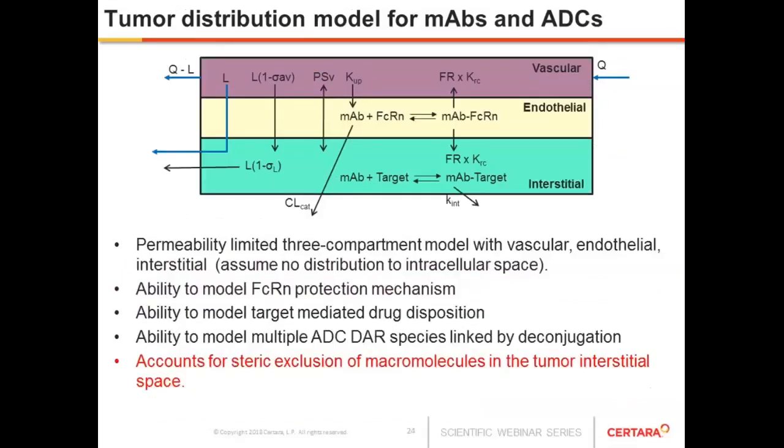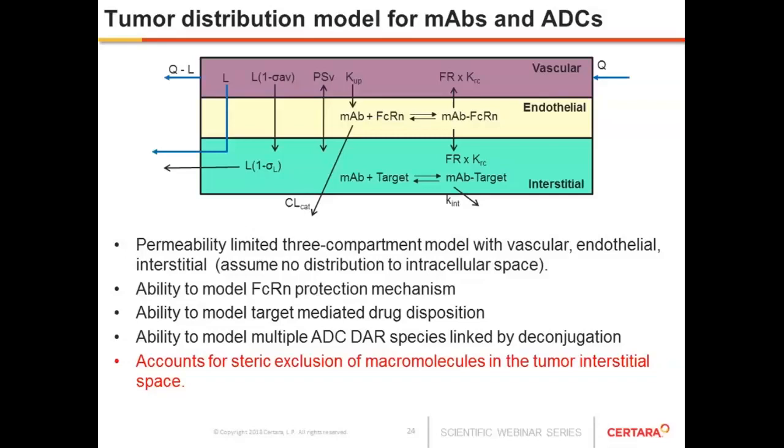And the model that we have for monoclonal antibodies and ADCs has many similarities with the general therapeutic protein model that I've described. The change really is it's still a three-compartment permeability-limited model, but here we're considering specifically distribution to the endothelial compartment, while assuming that there's no distribution to the intracellular space. This isn't really relevant for very large therapeutic proteins such as monoclonal antibodies. So we need to model the endothelial compartment to model the FcRn protection mechanism. So that's incorporated as part of the mAbs and ADC model. And you can also model target-mediated drug disposition within the interstitial compartment.